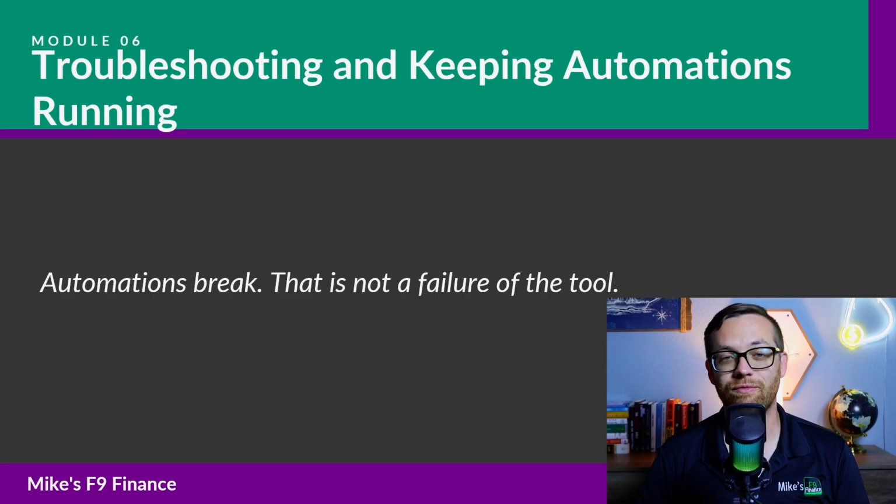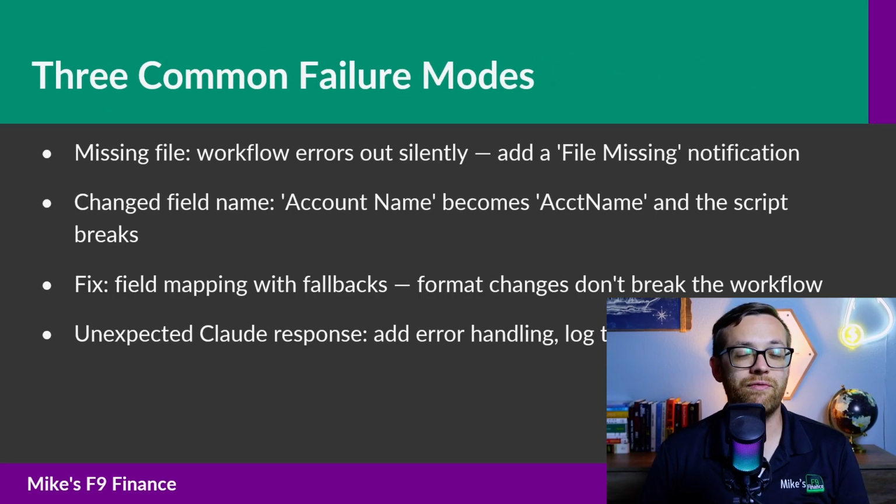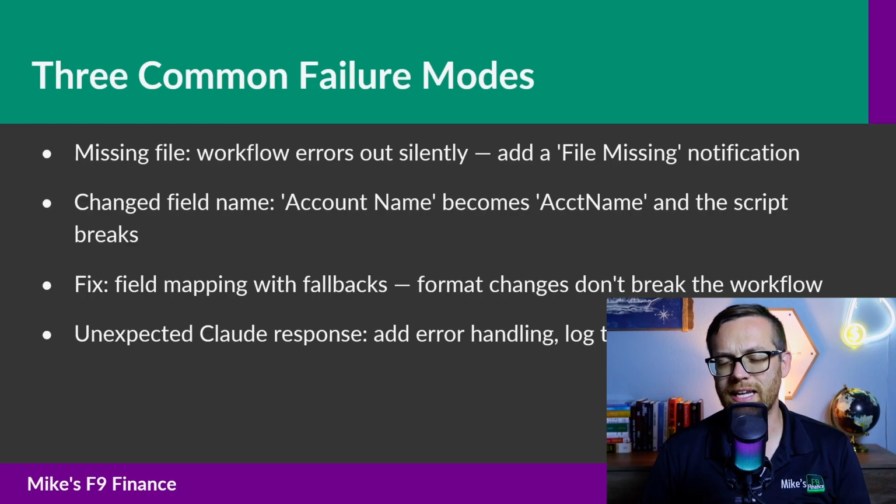Bank files come in late. Field names change in an ERP export. The API returns something unexpected. The email server hiccups. Knowing how to handle this is as important as knowing how to build it. Now let's walk through the common failure modes you'll run into with Treasury-specific examples.